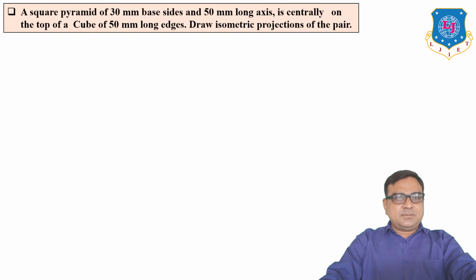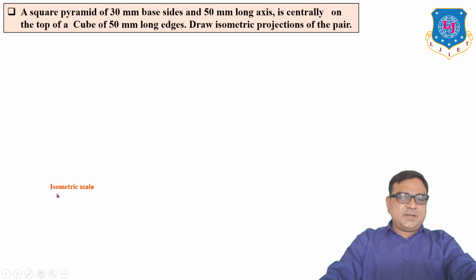Now our last problem: a square pyramid of 30 mm base side and 50 mm long axis is placed centrally on the top of a cube of 50 mm long edges. Draw isometric projections of the pair. So here we want to draw isometric projections, not an isometric view. So we have to convert all the dimensions into reduced scale, meaning isometric scale.